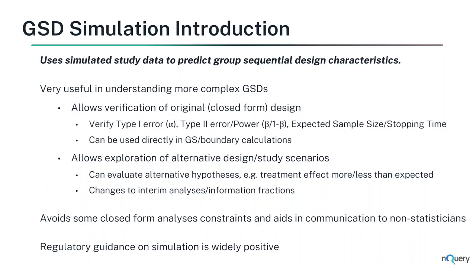That's very easy to do within a simulated trial, where you don't have to worry about a lot of the constraints that closed form analysis might have. In addition, you can make changes to your interim analyses or your interim information fractions, and see the effect that would have upon the trial quite easily. And once again, this is particularly important in the area of survival analysis, which I'll discuss a bit more later.